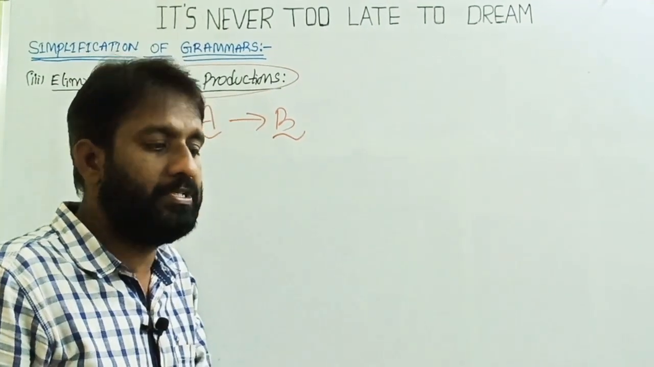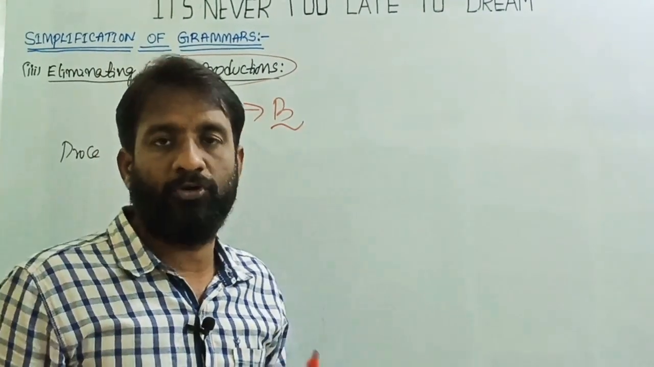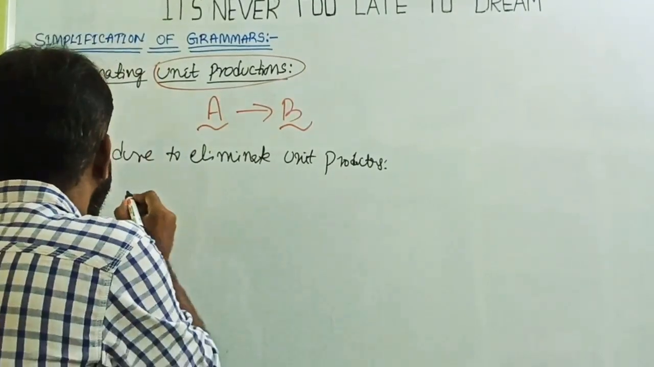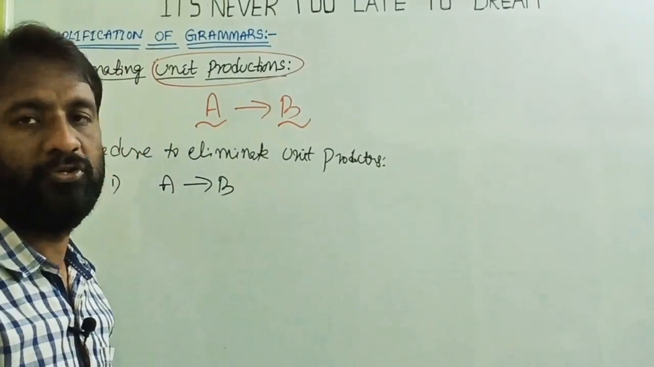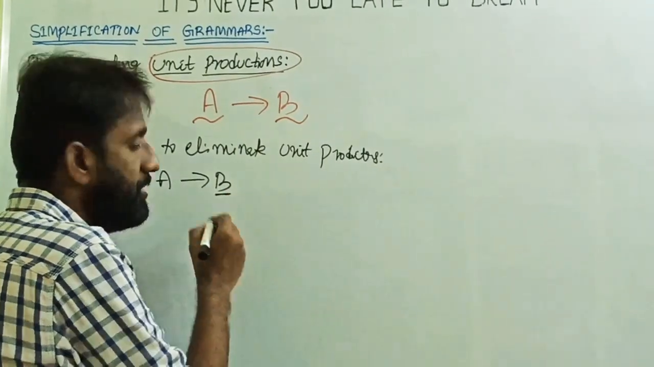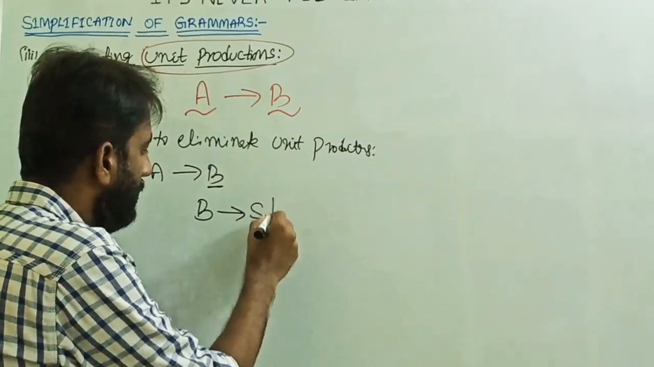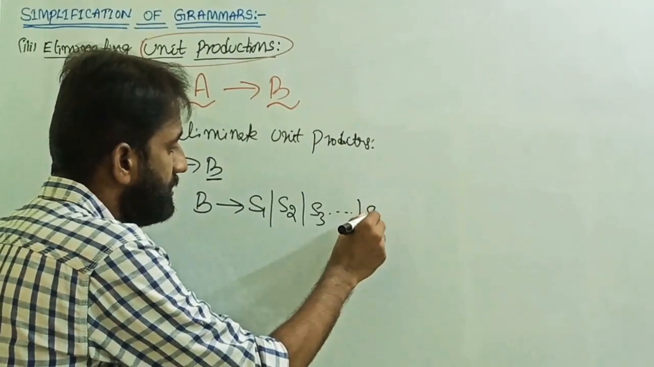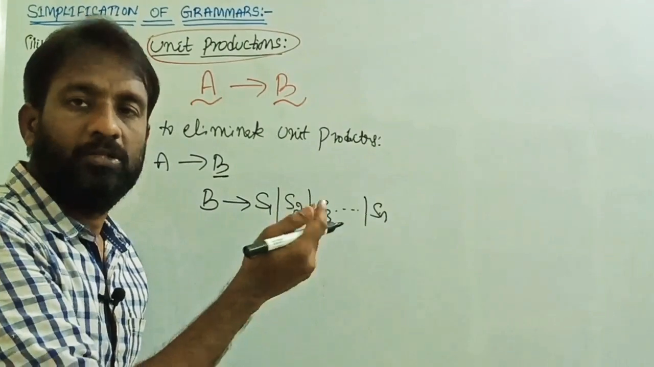Before discussing how to eliminate unit productions, let me write down the procedure. First step, identify the pairs of unit productions. For example, there is a production of the form A tends to B. This is one unit production. Then identify whether there are any non-unit productions for B. Let's say B tends to S1, S2, S3 and so on up to Sn. These S1, S2, S3 are all examples of non-unit productions.